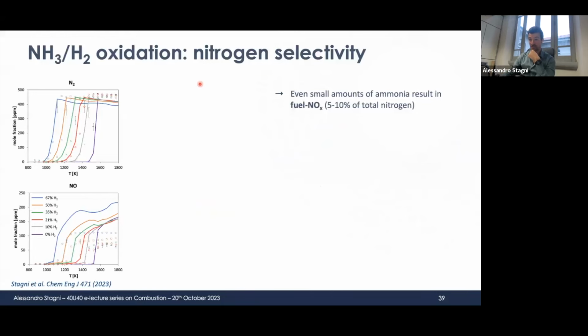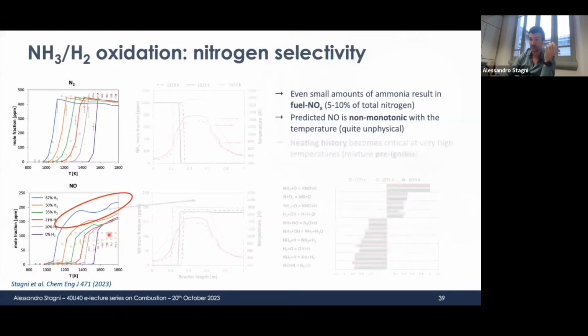What happens to the nitrogen fate? Well, the two major products which were measured in this condition were molecular nitrogen and nitrogen oxides. And you can see that even small amounts of ammonia result in nitrogen oxides generated from ammonia. So it's not thermal NOx, just to say. Especially, the predicted nitrogen oxides was non-monotonic with the temperature. This is in principle unphysical because nitrogen oxide should increase with the temperature. So we asked ourselves why our model is predicting this behavior while the experiments are monotonic or at most flat.